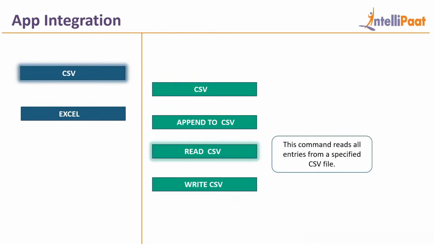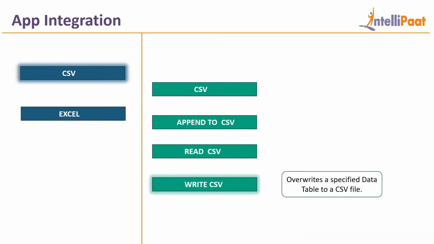The next activity is read CSV. Pretty much straightforward. We'll read all of the entries which are there in the CSV, so it will read the entire file if that is something that you require. Other than that, you have write CSV. Again, it's pretty straightforward. Whatever specified data you have defined, it will write it to a CSV.